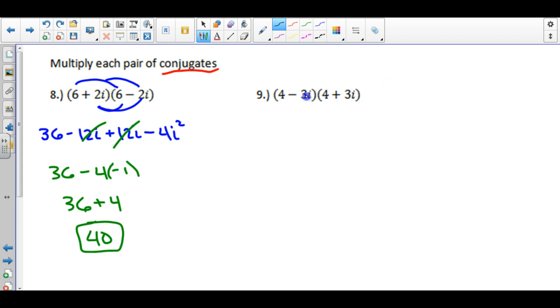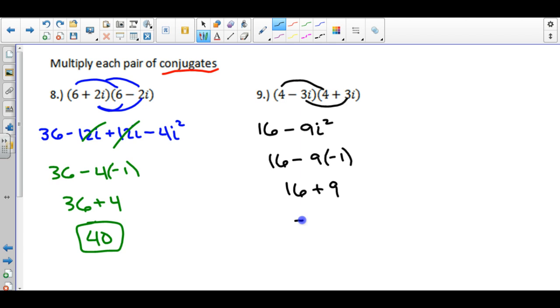What I'm going to do is just multiply the first terms and the last terms because, again, I'm identifying that these are conjugates, so the middle terms will cancel out. I take my first times my first: 4 times 4 is 16. Then I take my negative 3i times positive 3i, and that gives me negative 9i squared. So you bring down the 16 and the negative 9, replace the i squared with negative 1, and it becomes 16 plus 9, which is 25. So when you multiply that expression by its conjugate, it comes out to a real number, which in this case is 25.